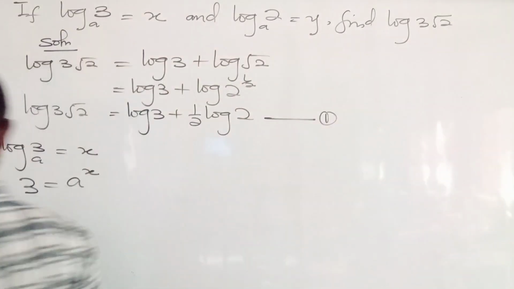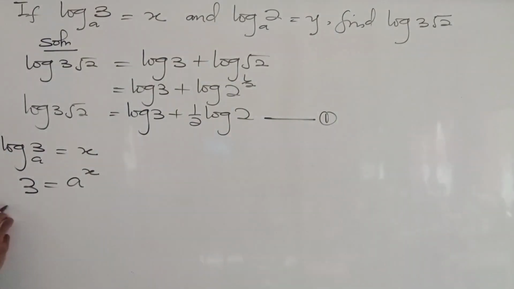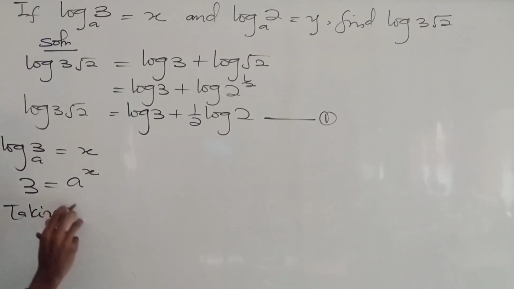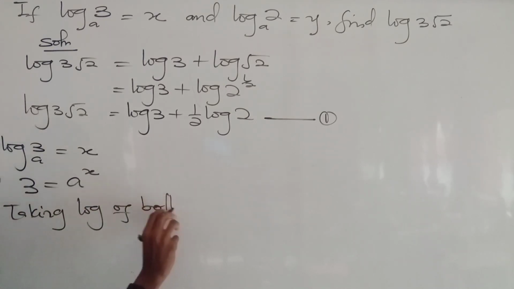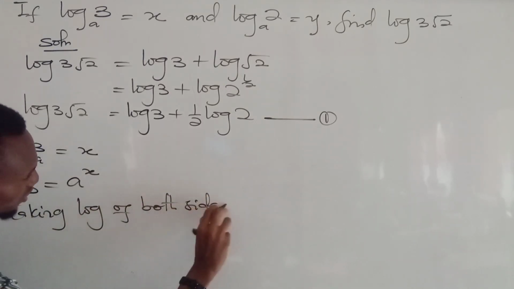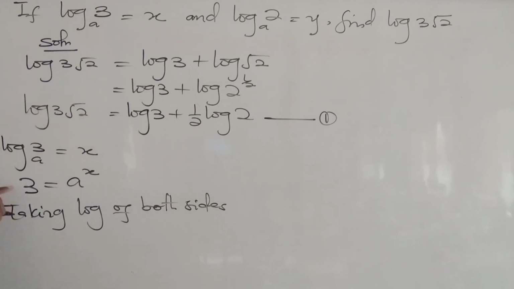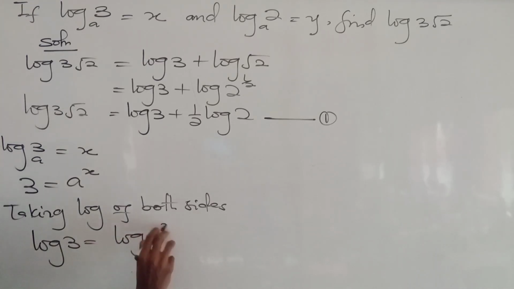So I'm going to write taking log of both sides. Okay, so that's what we need to do. I'm going to take the log of 3, and also I'm going to take the log of a to the power s. So it's going to be log 3 equals log a to the power s.